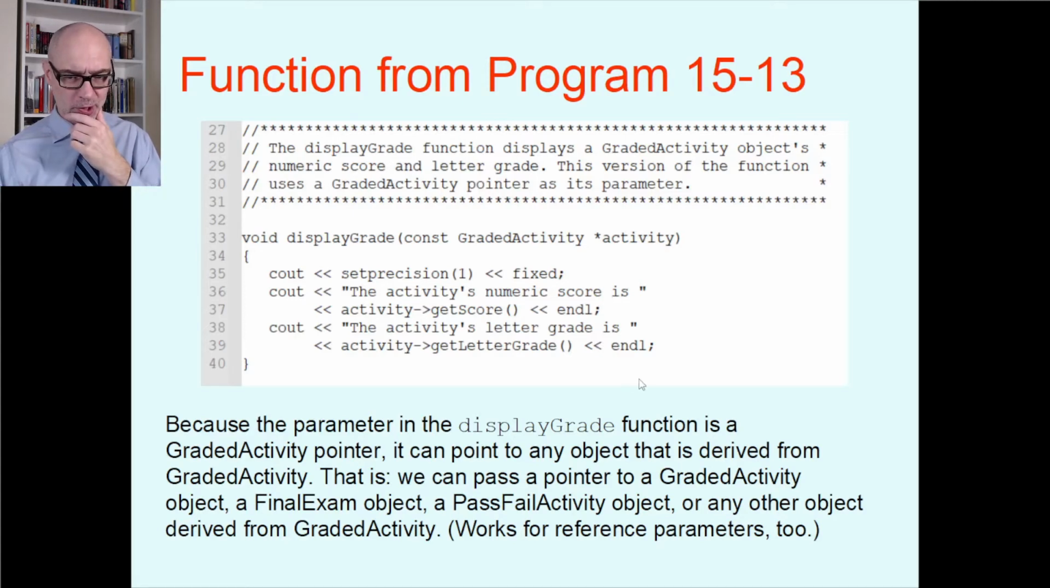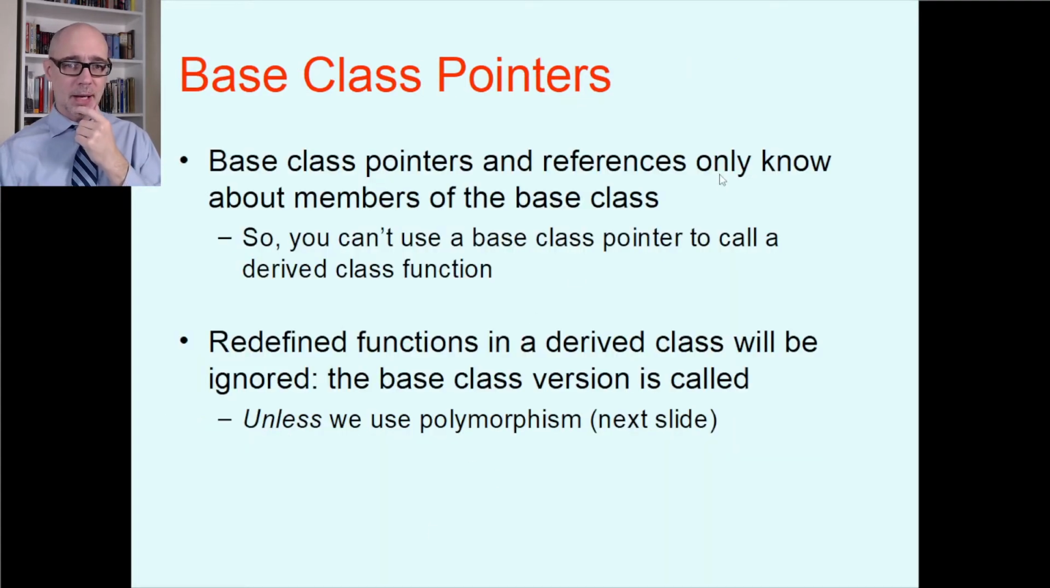That's important. So we're going to talk about that on the next couple of slides. Which one would occur? Okay, now to begin with, if you're working with a base class pointer, a parent class pointer like we're talking about there, the base class pointers and references only know about members of the base class. So if I have something that's defined as a graded activity pointer, right, I can arrow to the getScore function. I can arrow to getLetterGrade because those things were defined in the original base class. It has to be stuff that the base class knows about from that pointer.